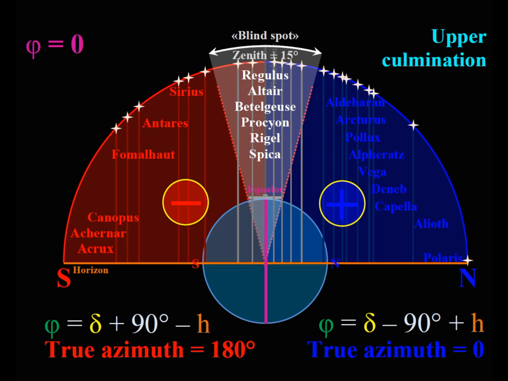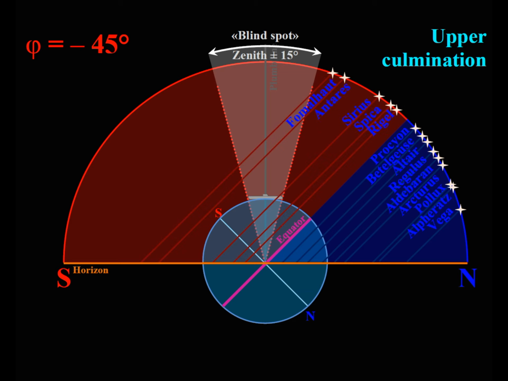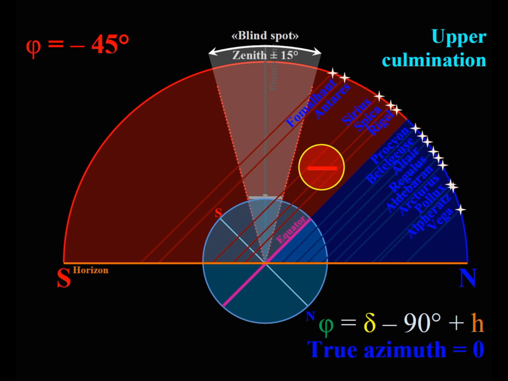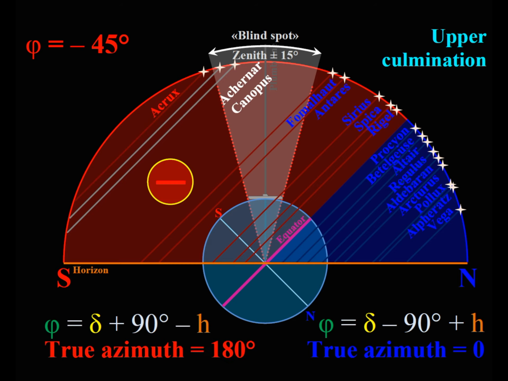If you are in latitude 45 degrees south, you can observe the upper culmination of many northern stars and all southern stars. Upper culmination of individual southern stars happens in the blind spot.